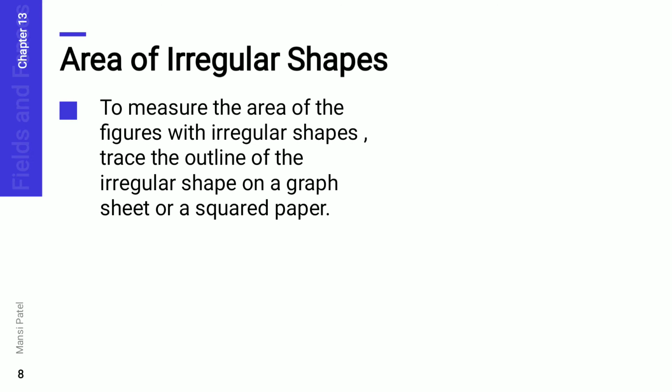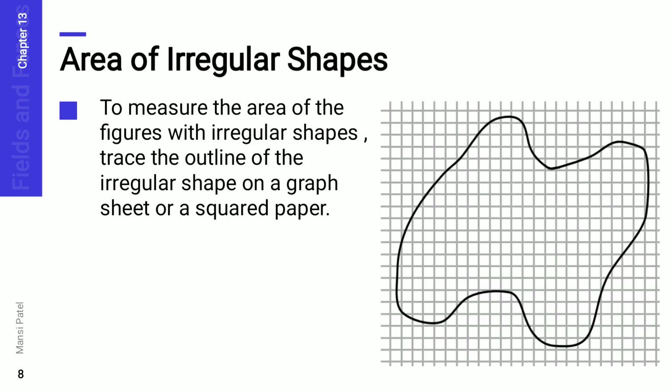So the first one, to measure the area of this type of irregular shape, what you want to do? First, trace the outline of that irregular shape on the graph or on the square grid. If any shape is given in the square grid, first of all, you want to trace one outline. If that figure is given in a light, first you want to trace one outline of that irregular shape. This is the first rule.